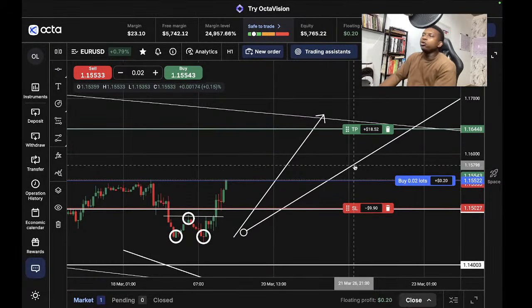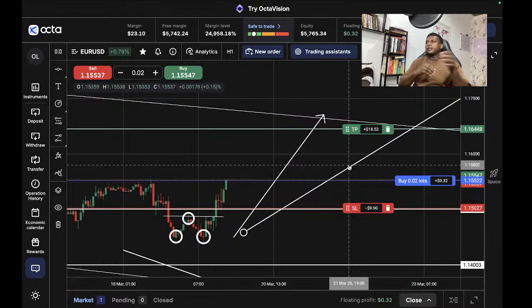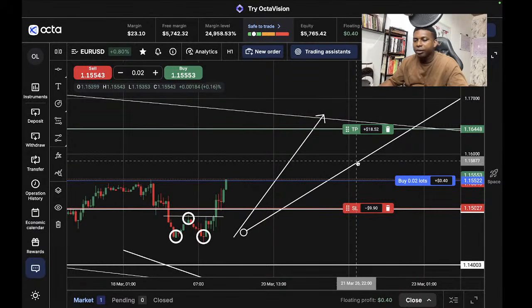So now you can see how we are able to do a cross comparison across these time frames, from the higher time frame to the lower time frame. So from daily to 4 hours, from 4 hours to 1 hour, and we make our decision.